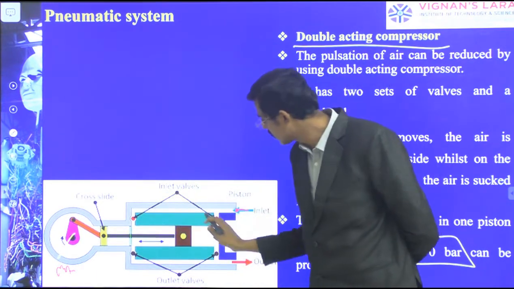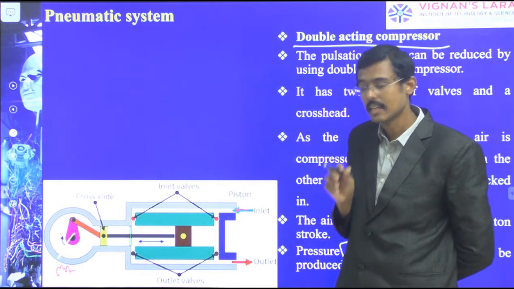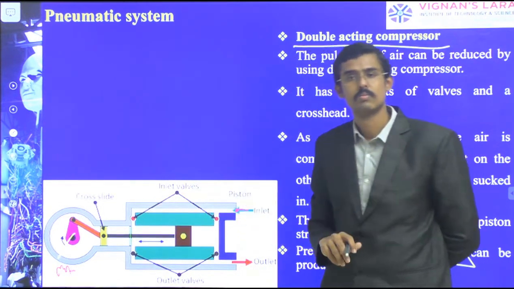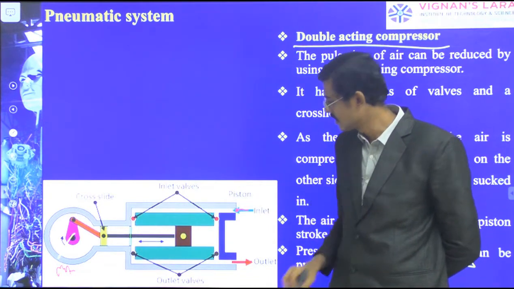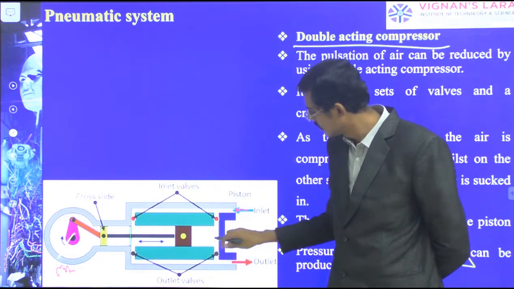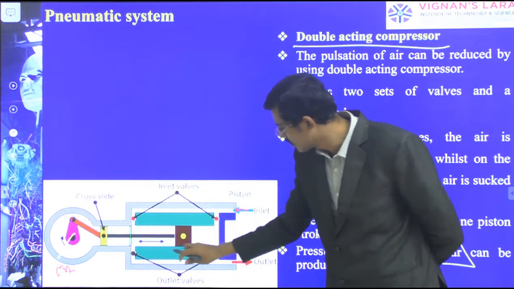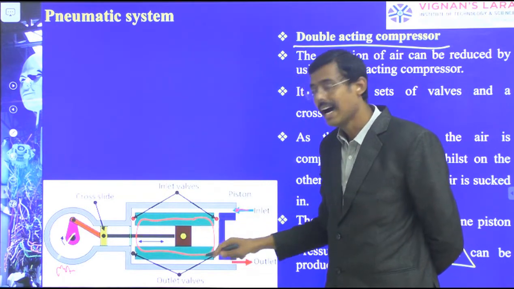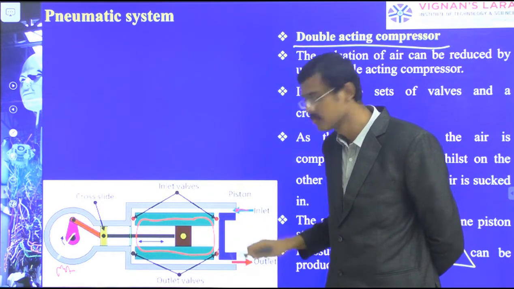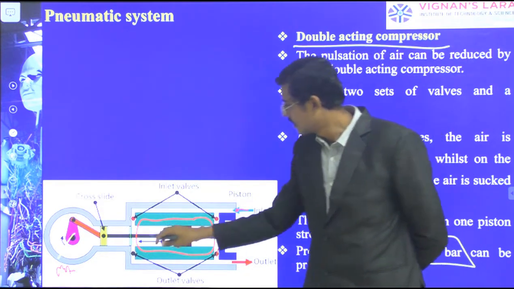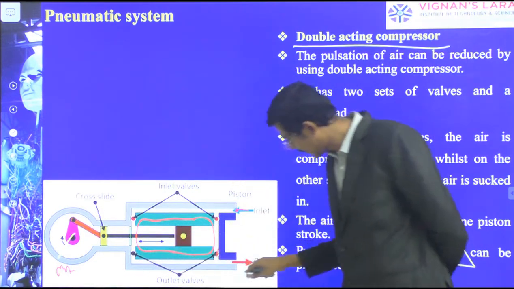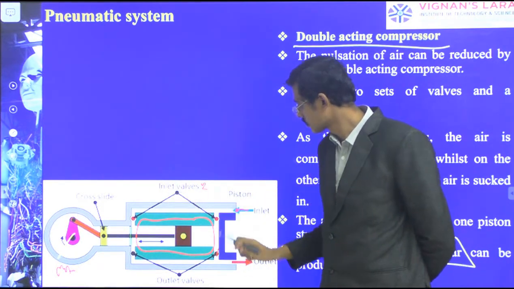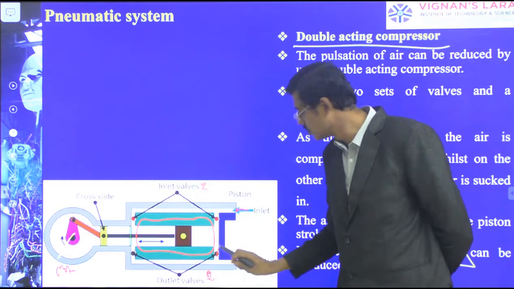There are two inlet valves. The air can come through this route, and the air can come through this route. Two inlet valves. And simultaneously, air can take exit. This is the cylinder, and here the compression is going to take place. Then the air may come through this route and take exit, or through this route and take exit. So there are two inlet valves and two outlet valves.